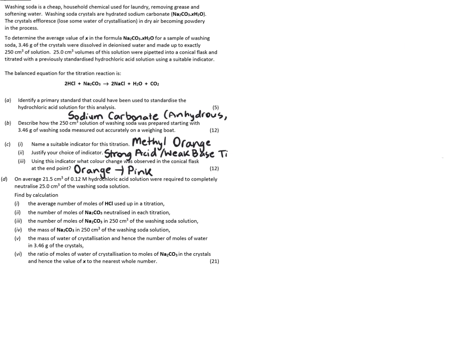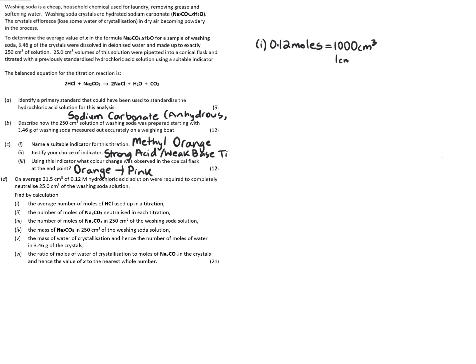Part D starts by saying on average 21.5 centimetres cubed of 0.12 molar hydrochloric acid solution were required to completely neutralise 25 centimetres cubed of washing soda solution. Find by calculation the average number of moles of HCl used up in this titration. Therefore, we're starting with hydrochloric acid. It says that we have a 0.12 molar solution. That means that we have 0.12 moles in 1,000 centimetres cubed. However, we didn't use 1,000 centimetres cubed of hydrochloric acid. It said that on average there was 21.5 centimetres cubed of it used.